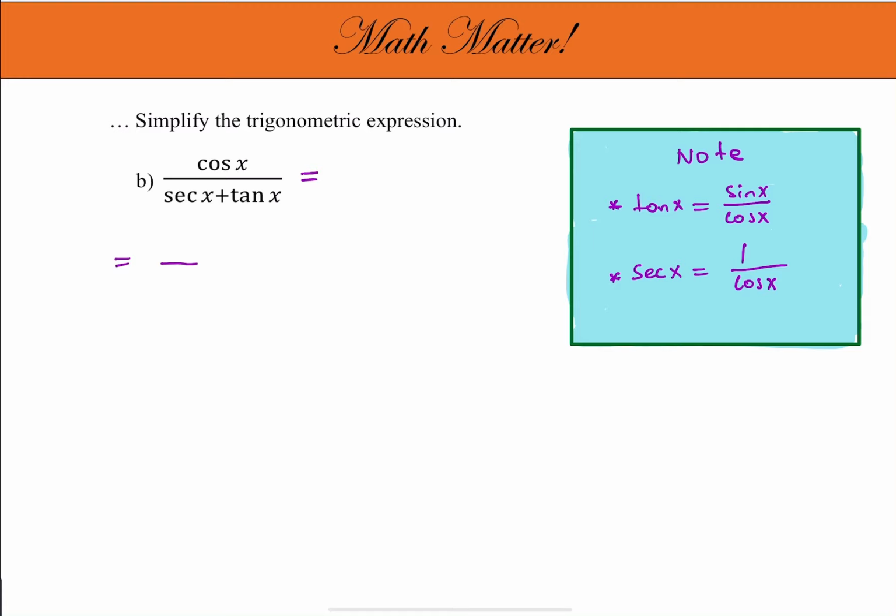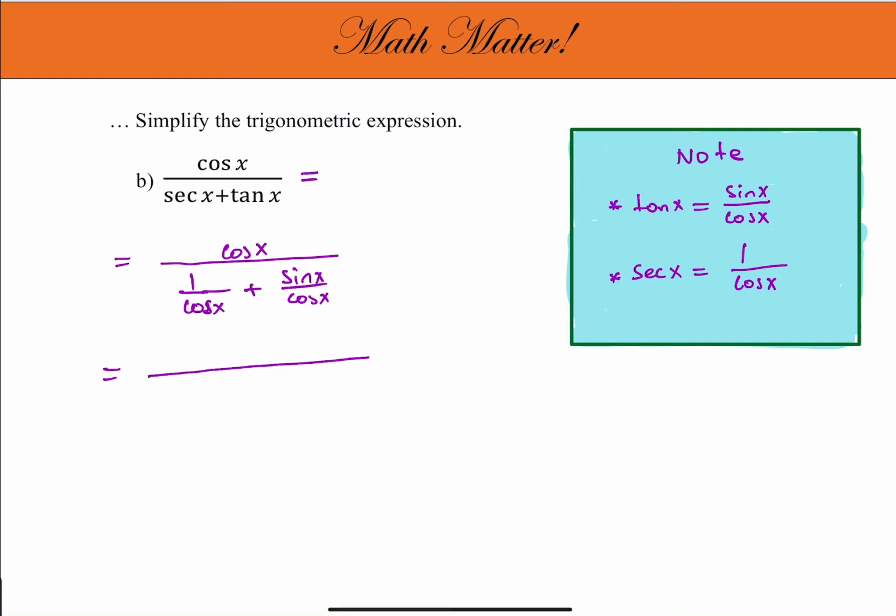So first, on the numerator, I've got cosine x. Let's just keep it as itself, okay? But instead of secant x, I'm going to write 1 over cosine x, right? And plus, instead of tangent, it's sine over cosine. Let's just write sine x over cosine x.